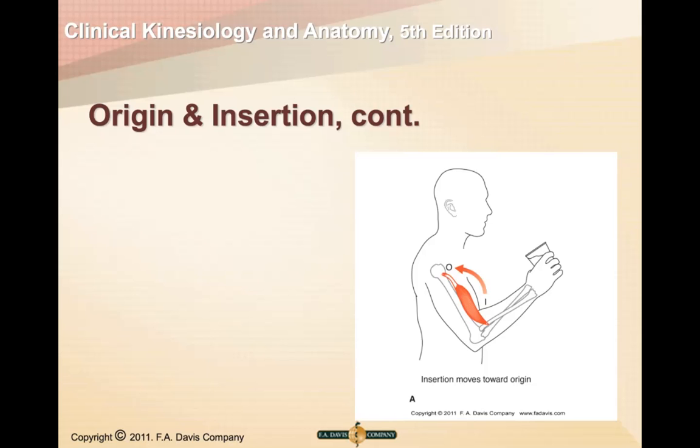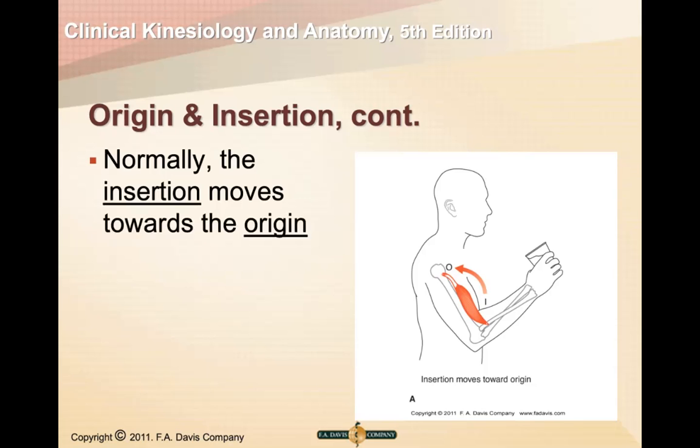So muscles need to cross a joint in order to make movement. Because if they didn't cross a joint, then what's the purpose? They're just pulling on the same bone. Nothing would happen. Well, normally, and I should say normally, when we move and in everyday movements, when we do muscle contractions, the insertion is moving towards the origin.